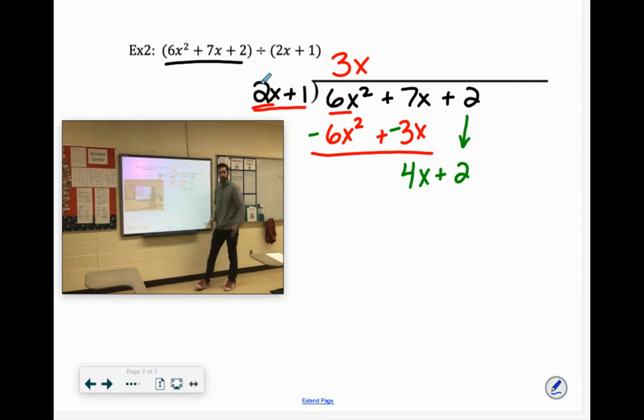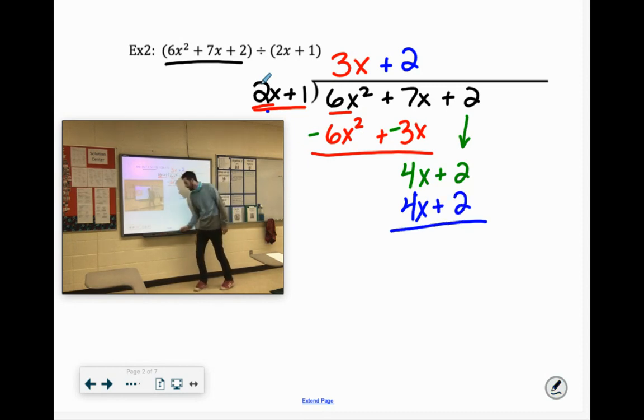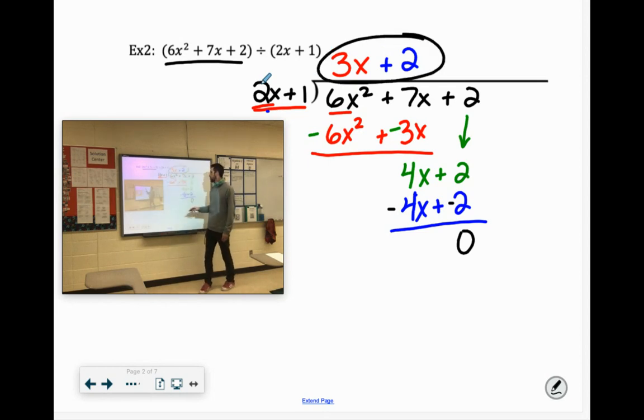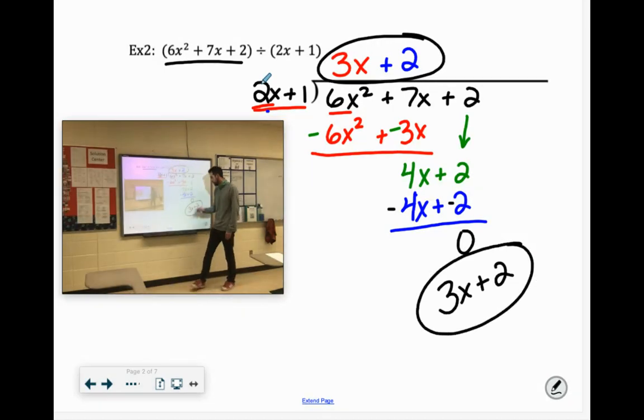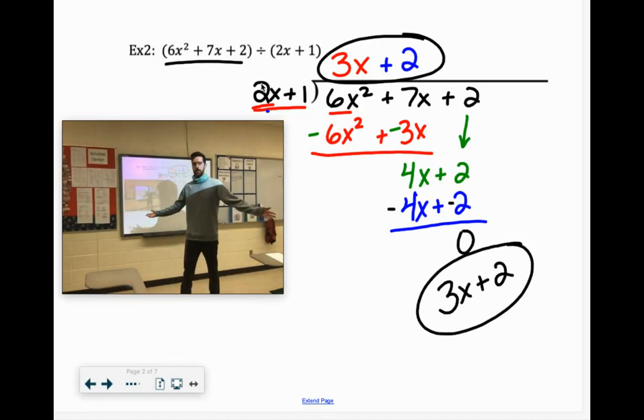2x plus 1 into 4x plus 2. Look at 2x and 4x. 2x goes into 4x 2 times. So we do plus 2. 2 times 2x is 4x. 2 times 1 is 2. We have to subtract these, so we make them the opposite. 4x minus 4x is 0. 2 minus 2 is 0. So it worked out perfectly. So that would be our final answer, the 3x plus 2. There is no remainder. We're going to get into some nasty ones now.